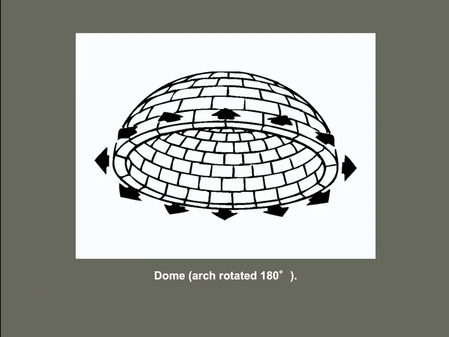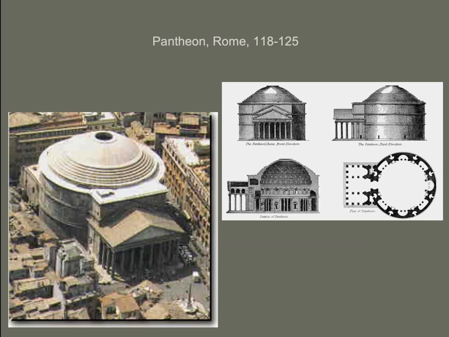Then we have the dome. A dome is just a rounded arch that's been rotated 360 degrees, and the outward thrust from this must be contained by walls of some sort. So here you can see a dome, and they're showing the little arrows there to show what the outward thrust would be like.